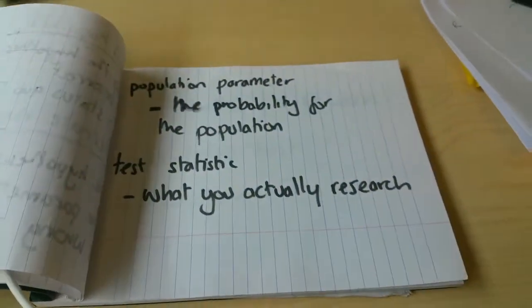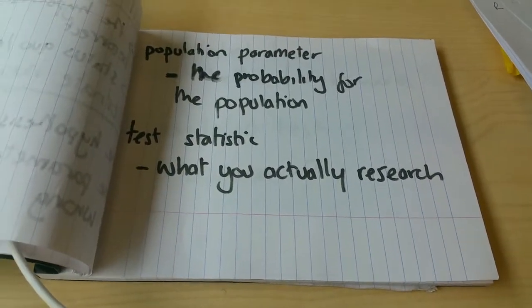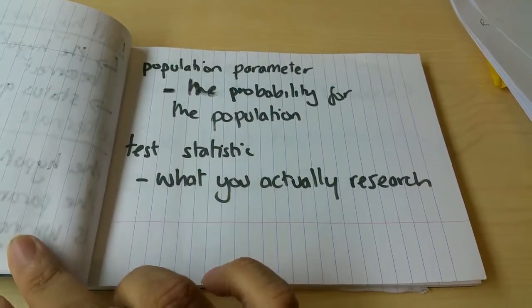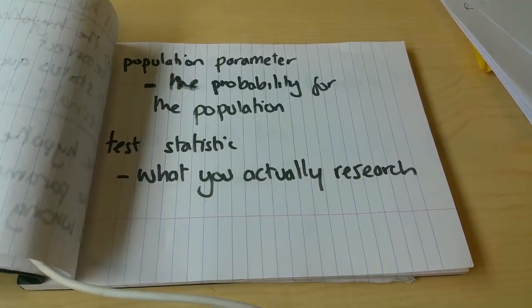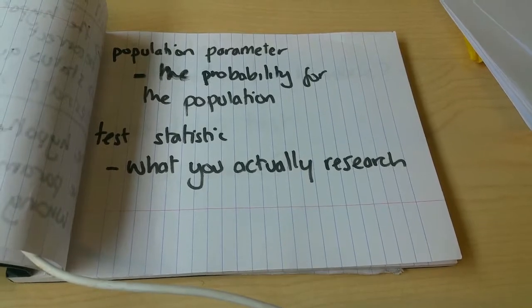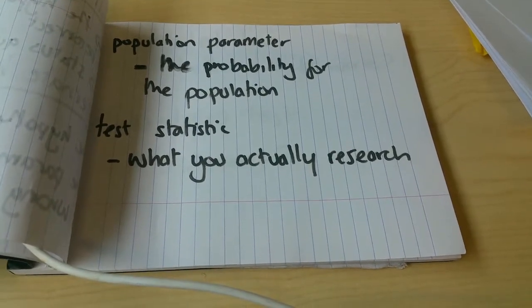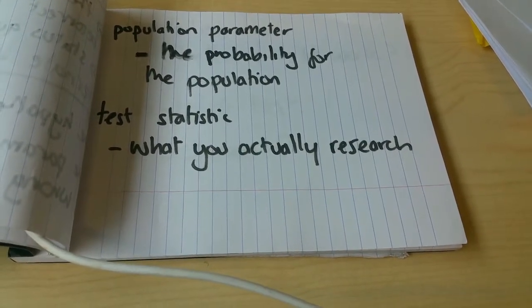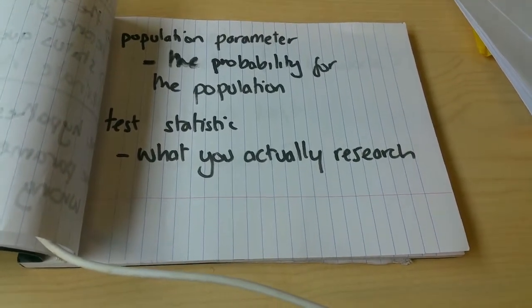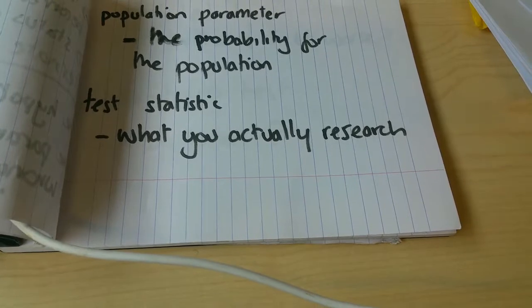Now let's have a look at the population parameter and the test statistic. The population parameter, in this case, and it's not always true for every single thing, generally in this chapter will be the probability for the population. So let's say the probability of being male in a population is about 0.48, 0.49, that's your population parameter. Yeah? Because it's something that tells you about the entire population.